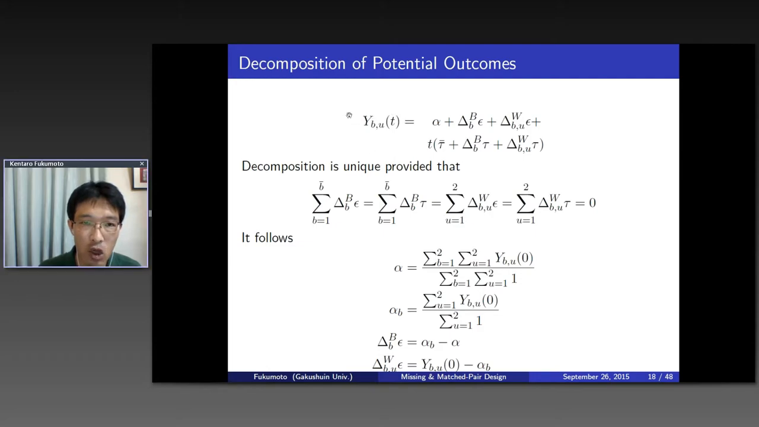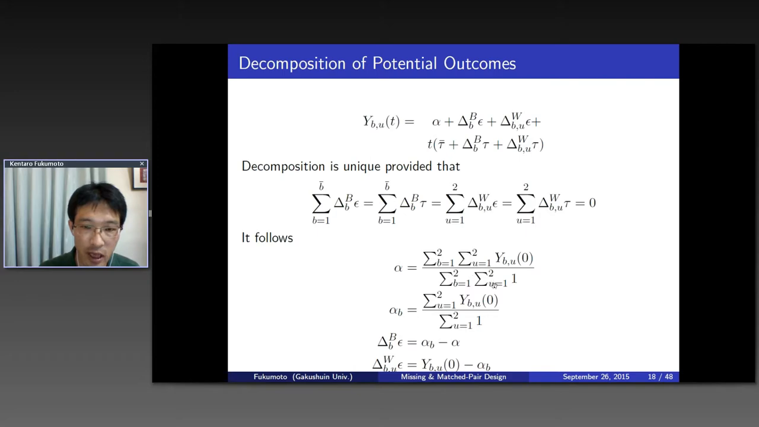And then I decompose the potential outcome into six components: a constant term alpha, a between block error term, a within block error term, and if the unit is treated, it also contains the average treatment effect tau bar, the between block heterogeneity of treatment effect, and the within block heterogeneity of treatment effect. And this decomposition is unique, provided that the sum of each error term or heterogeneity is equal to 0.